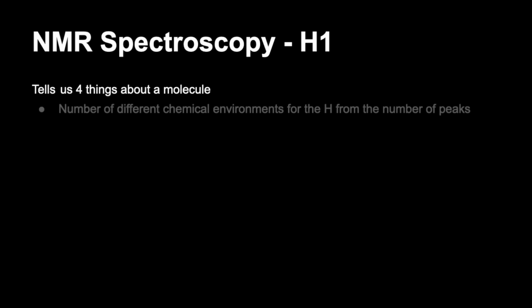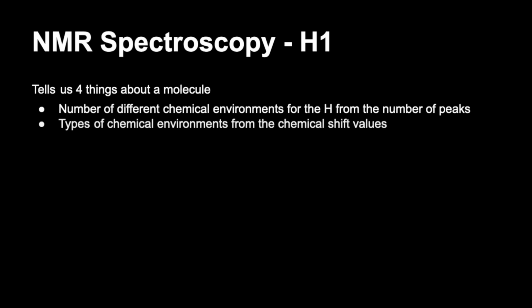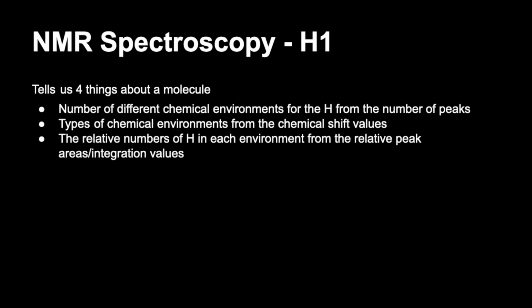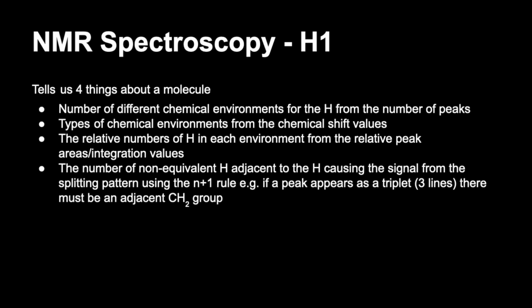So moving on to hydrogen-1 or proton NMR now. So this tells us 4 things about the molecule. It's a much more powerful spectroscopic technique. It can tell us the same 2 things as carbon-13, but it can also tell us the relative numbers of hydrogens in each type of environment, and that's from the relative peak areas, also known as integration values. It can also tell us the number of non-equivalent hydrogens that are adjacent to the hydrogen causing the signal. And that's from the splitting pattern using the n+1 rule.